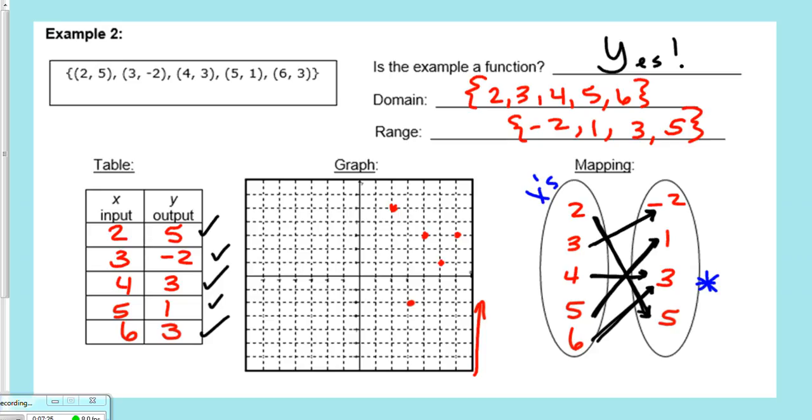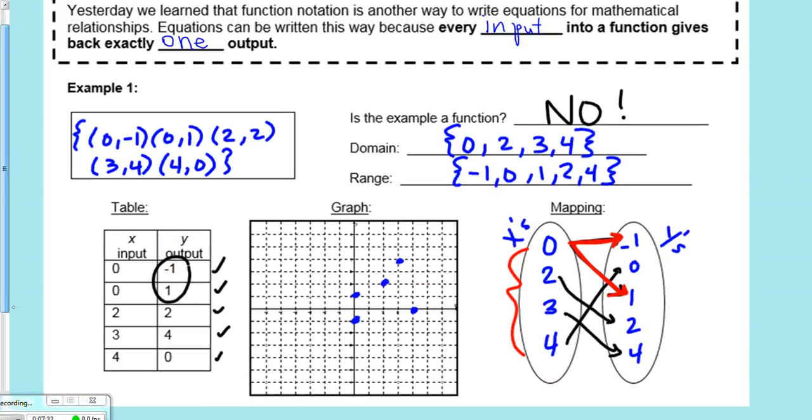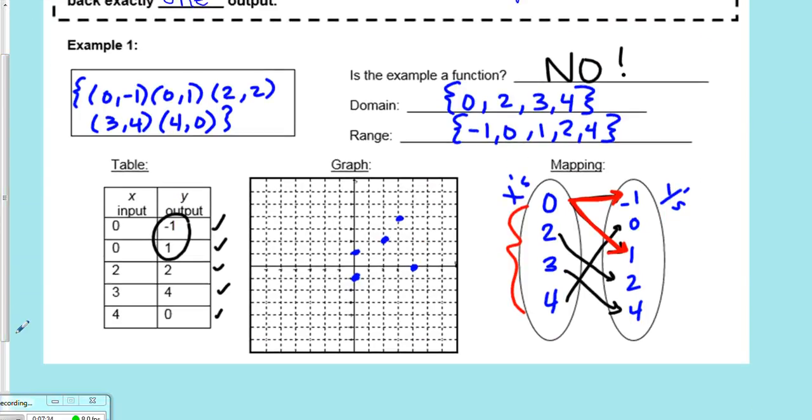So before we move on, let's kind of look back at each representation. I'm going to go back to the problem before, actually. Where do I see in my table that this is not a function? Where do I see that this is bad? Well, I see that it's bad because I've got two zeros here. It shows me that they're matched up incorrectly. Okay. Where do I see it in my graph? Well, I see it right here. I've got two points on the zero line, right? This zero vertical line, that's my x equals zero line. It's got two points on it. That's not okay.